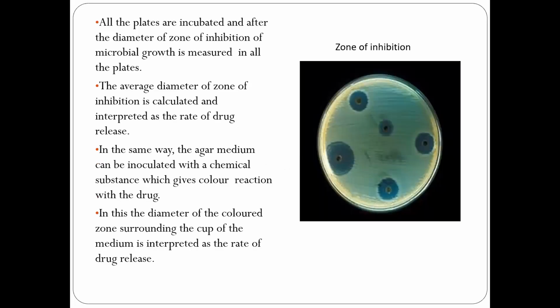Just look at the diagram, zone of inhibition. All the petri plates are incubated, and afterwards the diameter of the zone of inhibition of the microbial growth is measured in all the plates. The average diameter of the zone of inhibition is calculated and interpreted as the rate of drug release. In the same way, the agar medium can be mixed with a chemical substance which gives a color reaction with the drug. Then the diameter of the colored zone surrounding the cup in the medium is interpreted as the rate of drug release.